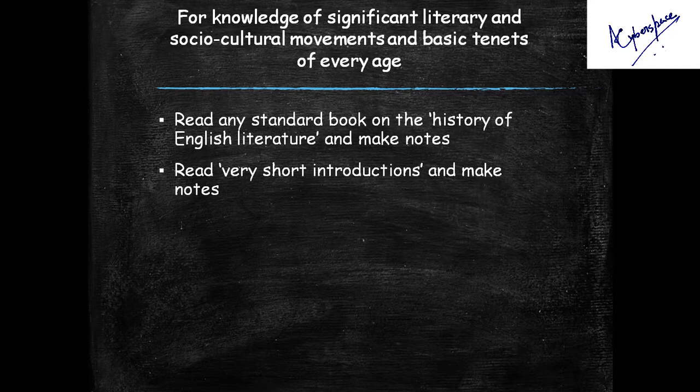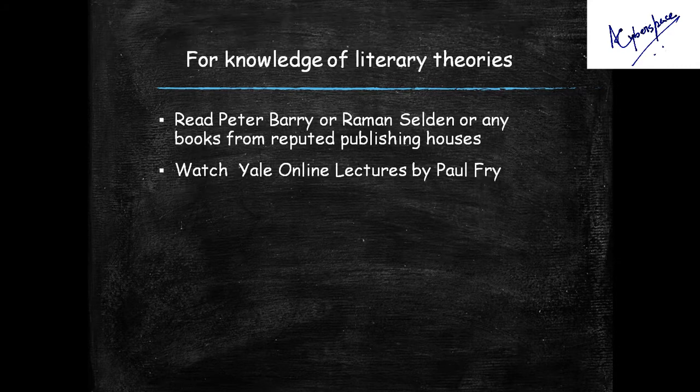And for knowledge of literary theories, you can read Peter Barry or Raman Selden or any books from reputed publishing houses before going to the actual primary texts. And it would be great if you read all the primary texts by the important theoreticians. You can also watch the Yale online lectures delivered by Paul Fry. In fact, Paul Fry has also published a book on literary theories, which is very, very useful. And of course, watch my videos.